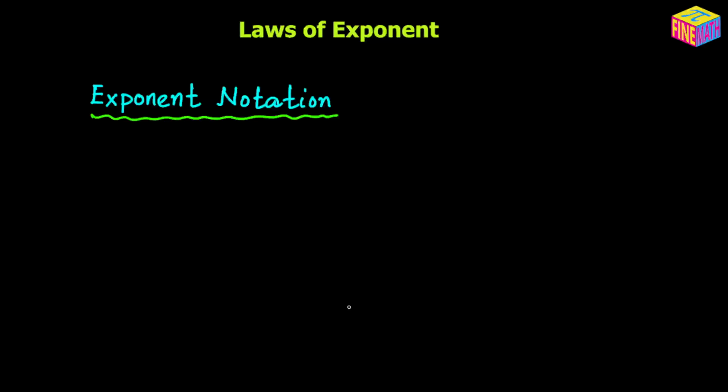Hi everyone, in this video we are going to discuss the laws of exponents. First, we are going to talk about the exponent notation. When a number is added repeatedly with itself, we represent it like this. Say, for example, we are adding a number a repeatedly with itself, then we denote this as 5 times a, because we are adding 5 a's together. So this becomes 5 times a, 5 of the a's.